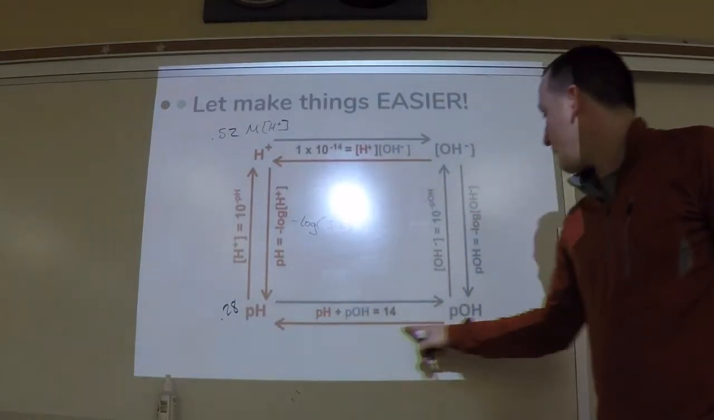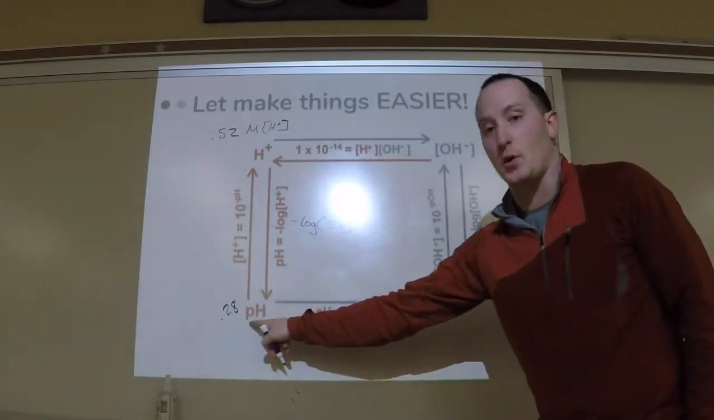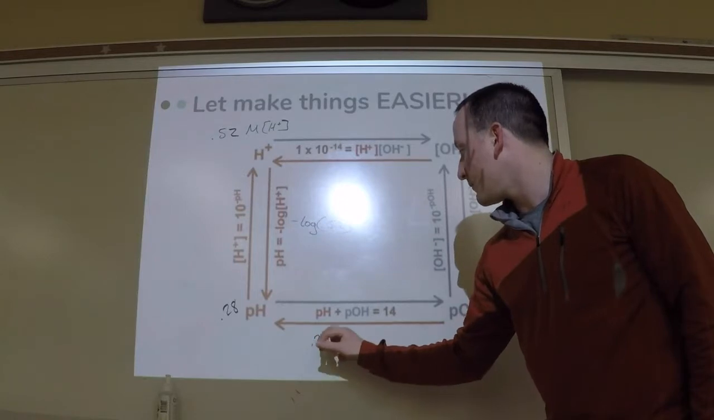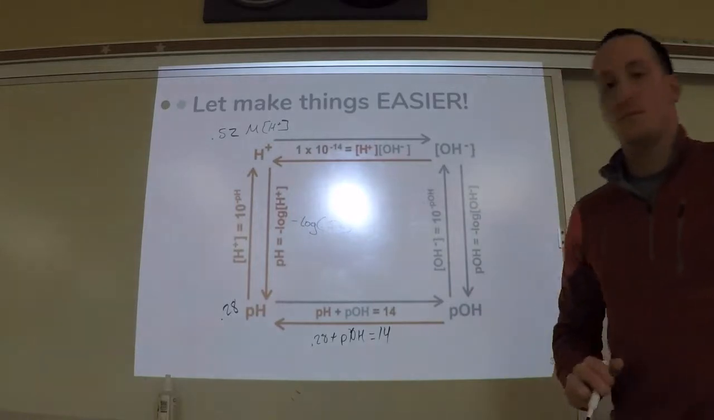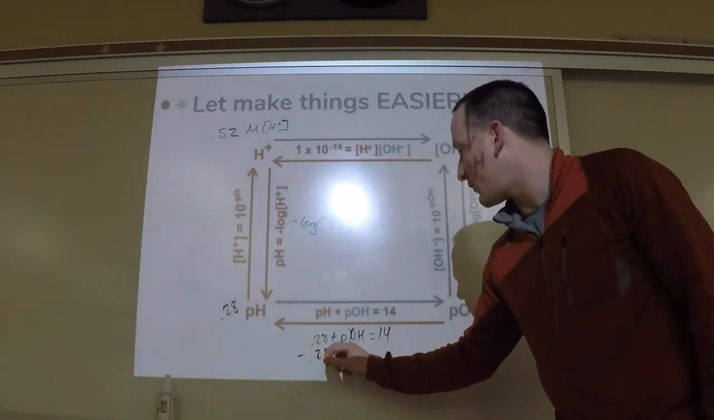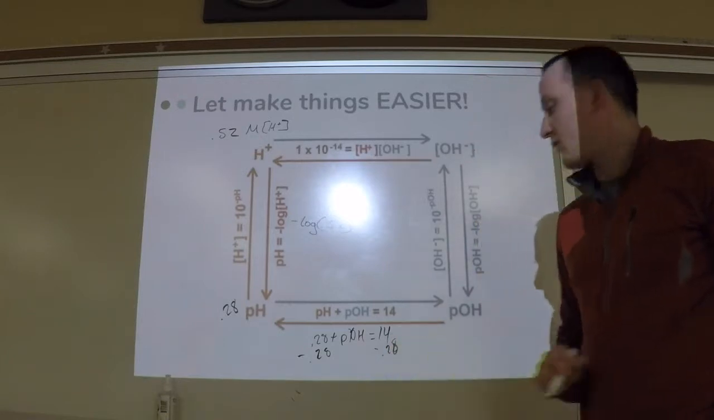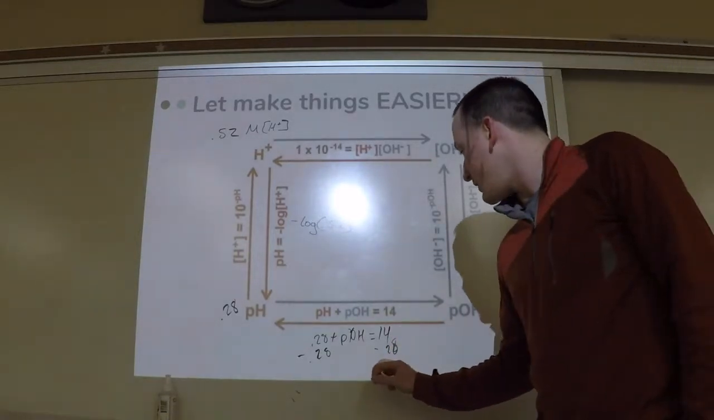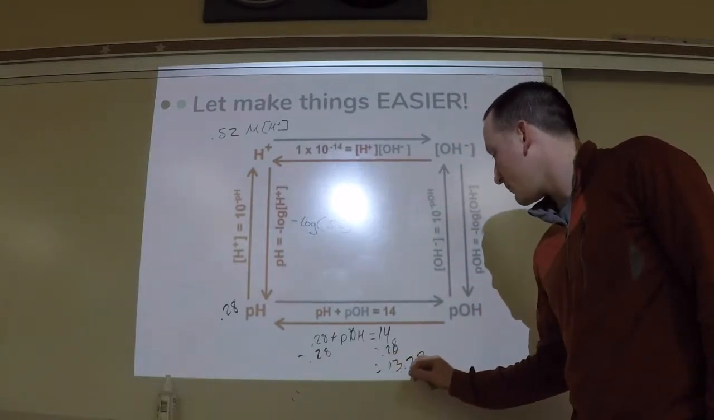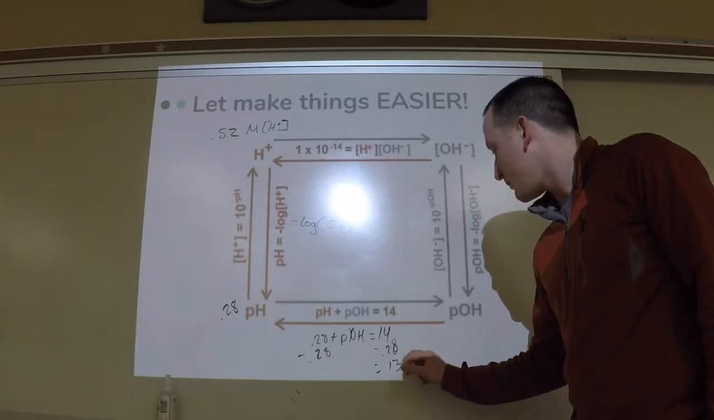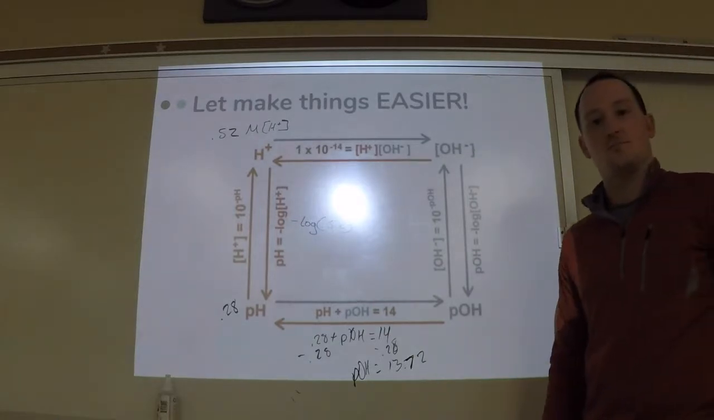Then if I wanted to find my pOH, well, I would plug it into this equation. Well, I know my pH now. It's 0.28. So I do 0.28 plus my pOH equals 14. Well, I just subtract 0.28 from both sides. And 14 minus 0.28 is going to be 13.72, which means my pOH is equal to 13.72.